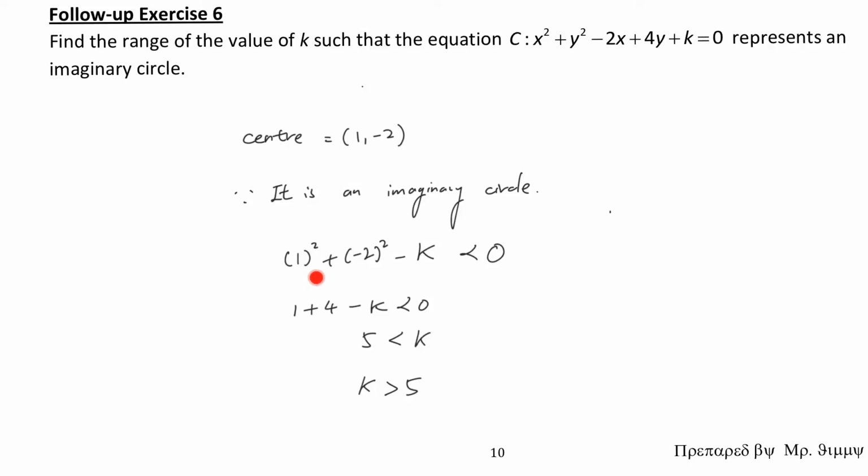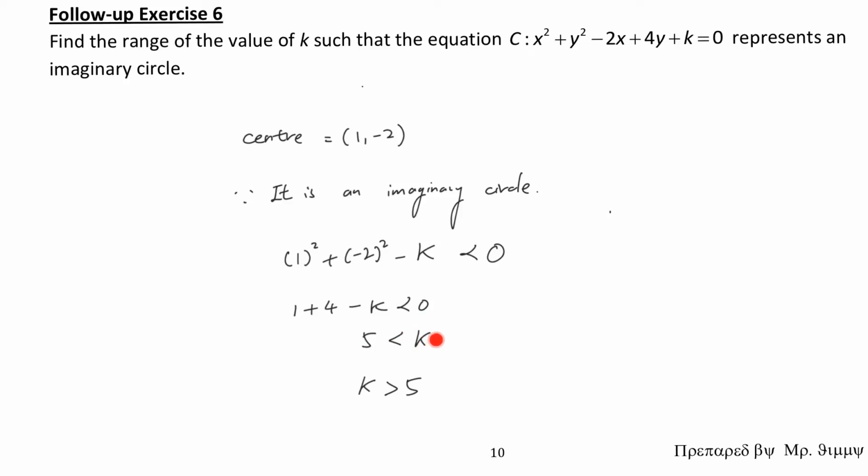Then I know inside the square root, that means h squared plus k squared minus f. F is equal to a constant, k is a variable. It must be less than 0, because for an imaginary circle we cannot find the radius, because r is not a real number. So that means inside the square root is a negative number, less than 0. So simplify it. k is greater than 5.